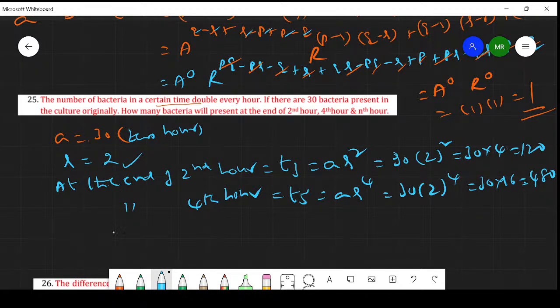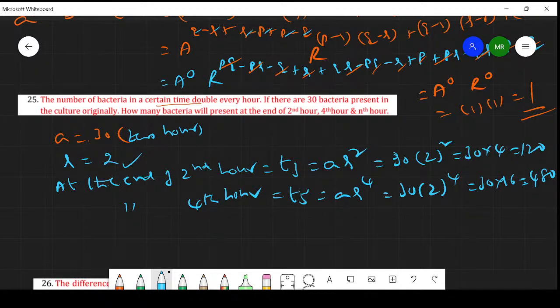At the end of nth hour. They are asking at the end of second hour and fourth hour, we got it. Next they are asking for the nth hour. They are asking how many bacteria will be present at the end of second hour, fourth hour, and nth hour also. Should be careful. So what about the bacteria in nth hour?